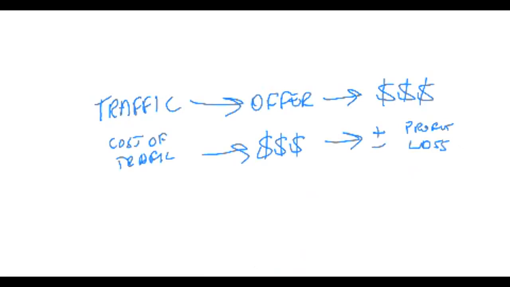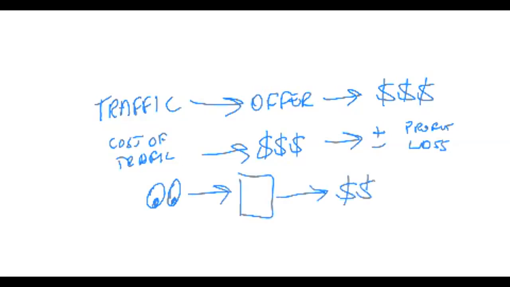If that was going from, as said, our eyeballs straight to an offer page, straight to sales, that is the simplest thing. If our cost of traffic is less than the sales we get, we make a profit. If our cost of traffic is more expensive than the sales we get, we have a loss. Obviously, we're in this game to make a profit.